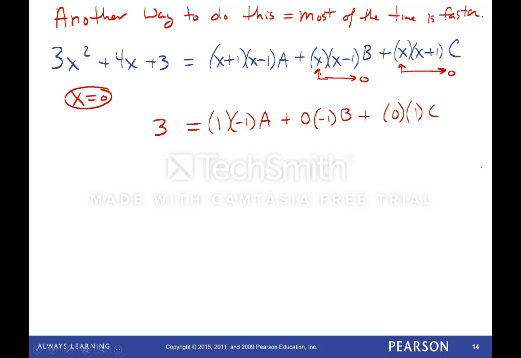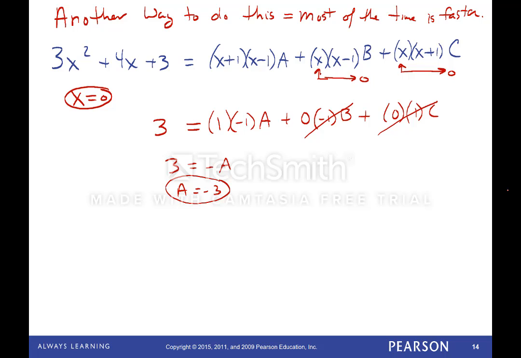Notice the terms with b and c in them, I can just scratch out. Those are just going to be zeros anyway. So notice what we get for a. Hey, look at that: 3 is equal to negative a, therefore a equals negative 3. Is that what we got earlier? I think I like this shortcut method. Looks pretty good. Okay, let's do another one here.